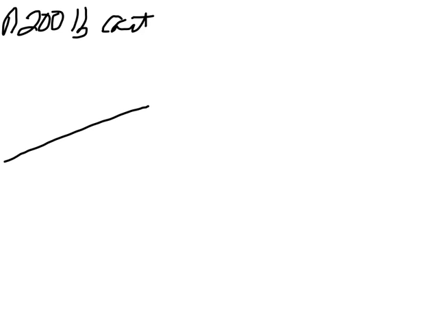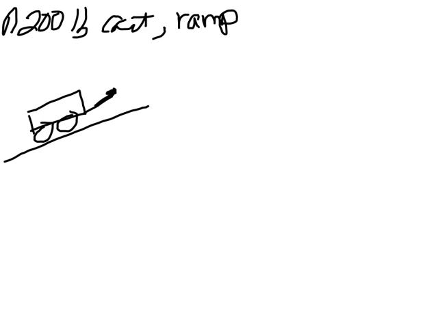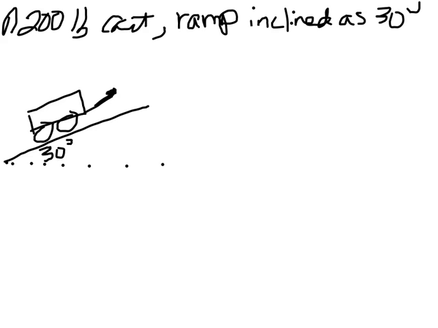Okay, what if we have a 200-pound cart sitting on a ramp? Let me draw a picture as we go. Here's a ramp, here's a cart, with a little handle on it and two wheels. A 200-pound cart sitting on a ramp, inclined at 30 degrees from the horizontal. If this is the horizontal right here, this angle is a 30-degree angle. What force is required to keep the cart from rolling down the ramp?